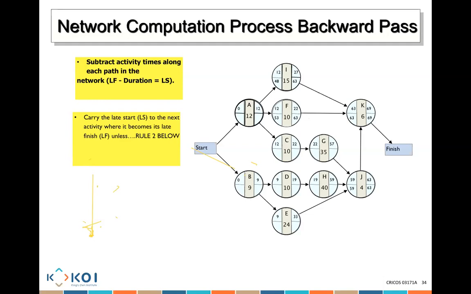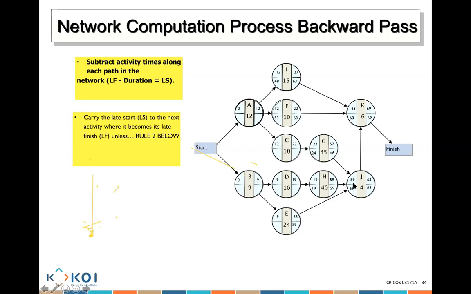Yep. Now, where does 59 go? G, H, and E. Okay, G: 59 minus 35 is 24. H: 59 minus 40, 19. Now let me ask you. We have G which has a latest start of 24. What's the latest finish for C? 24, correct.